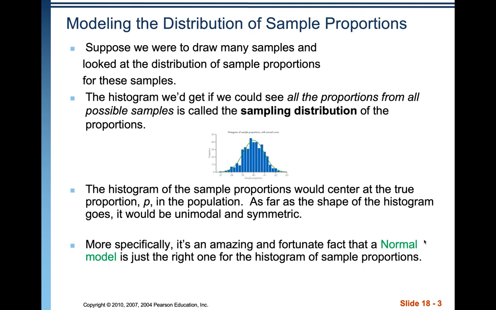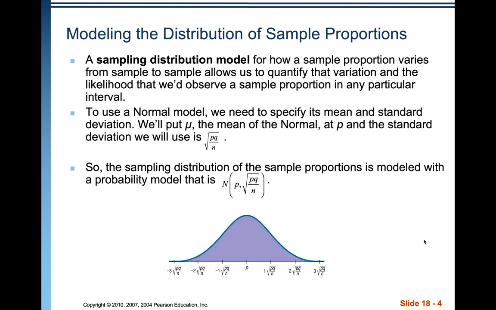The histogram of the sample proportions would center around the true proportion P in the population. As far as the shape of the histogram goes, it would be unimodal and symmetric. In fact, it is just incredible that if the sample size is large enough, the normal model is just the right one for the histograms of sample proportions. A sampling distribution model for how a sample proportion varies from sample to sample allows us to quantify that variation and the likelihood that we'd observe a sample proportion in any particular interval.